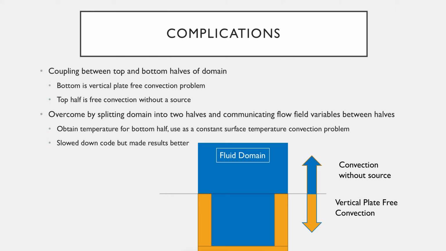As you see in the figure, the domain consists of 2 regions that represent different heat transfer problems. The bottom is a vertical plate free convection problem, where the top is a free convection without a source. To overcome this, I first solved for the bottom half of the domain, then passed that temperature to the top half to use as a constant surface temperature condition on the bottom of the domain. This slowed down the code a little bit, but it made the results much more accurate.